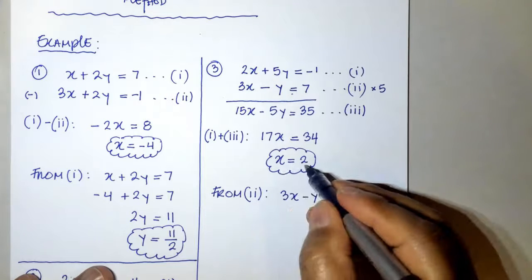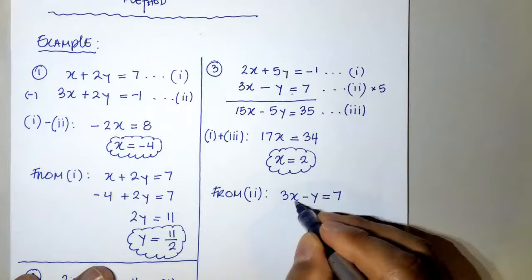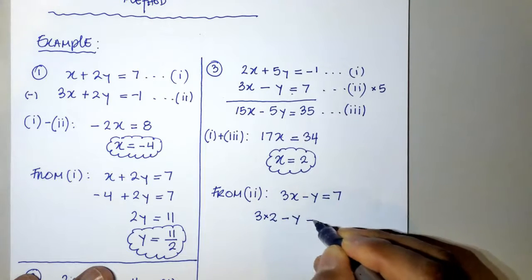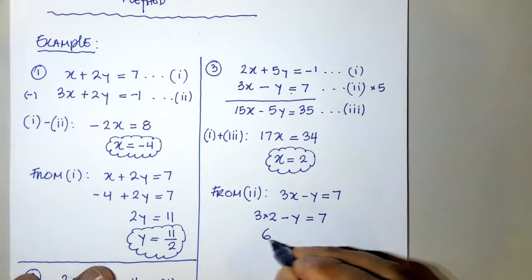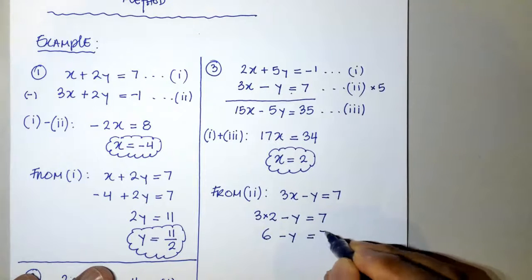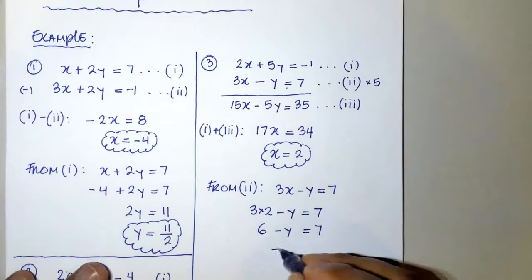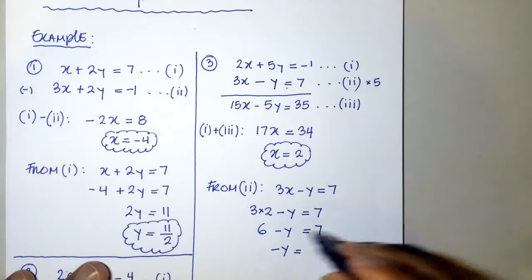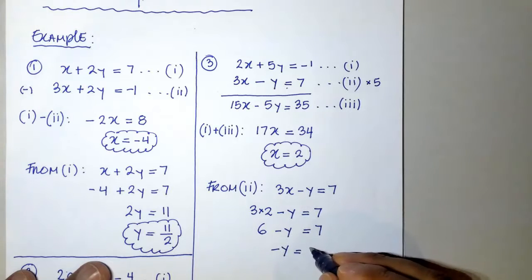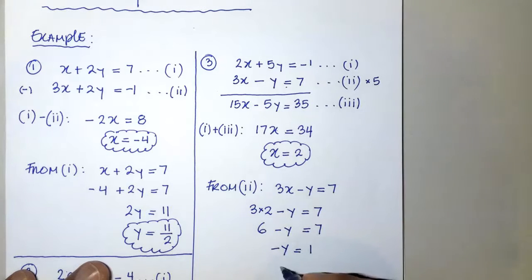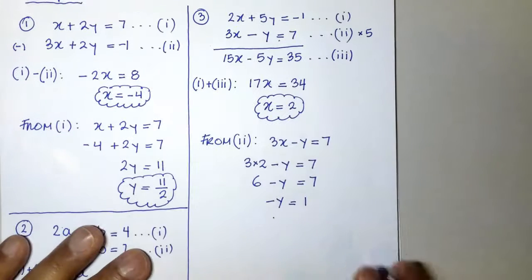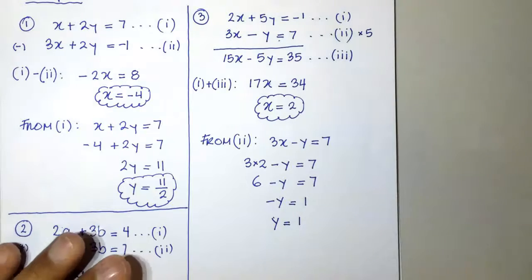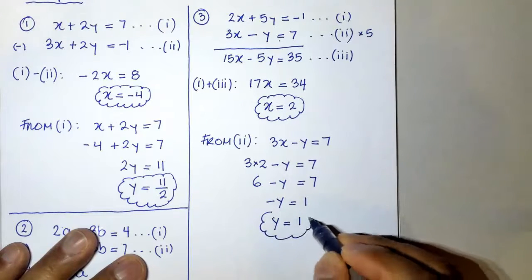But I know already that x is equal to 2, so this is going to be 3 times 2 minus y is equal to 7. So then we're going to have 6 minus y equal to 7. And therefore, we're going to have minus y equals 7 minus 6, which is equal to 1. And then we swap the negative to the other side. So we're going to have y equal to positive 1. And that is the answer for that.